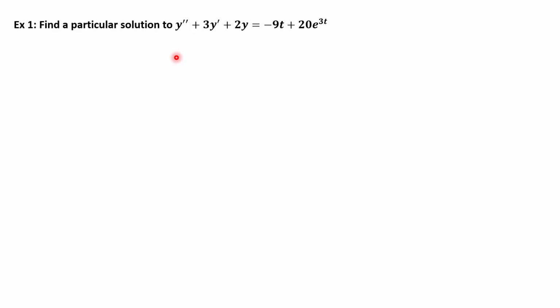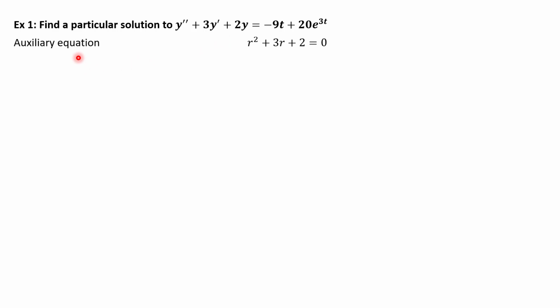So find a particular solution to y double prime plus 3y prime plus 2y equals negative 9t plus 20e to the 3t. Notice that we have two terms over here. We have two non-homogeneous terms that our second order differential equation equals. So this is exactly what we were talking about and why we're going to use our superposition principle here.